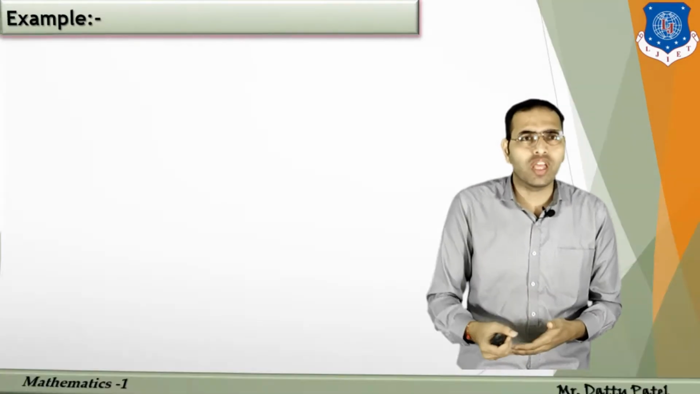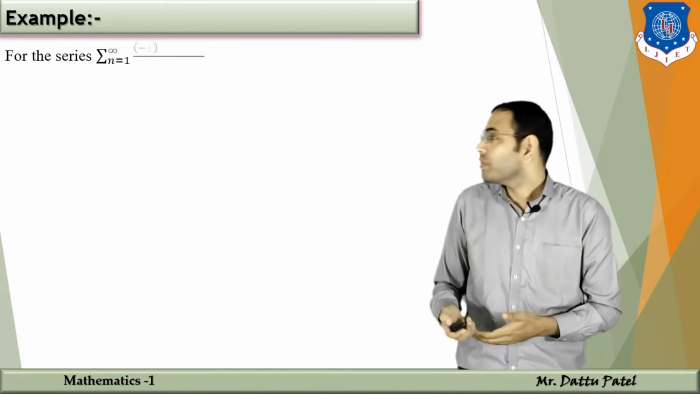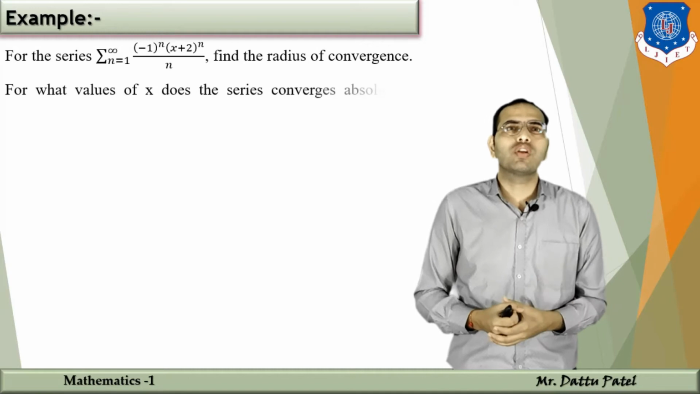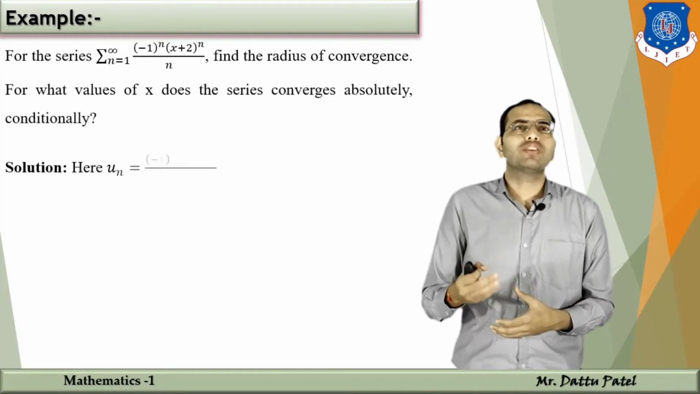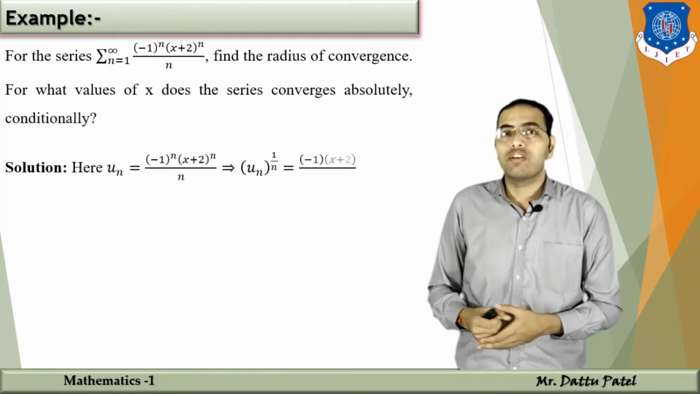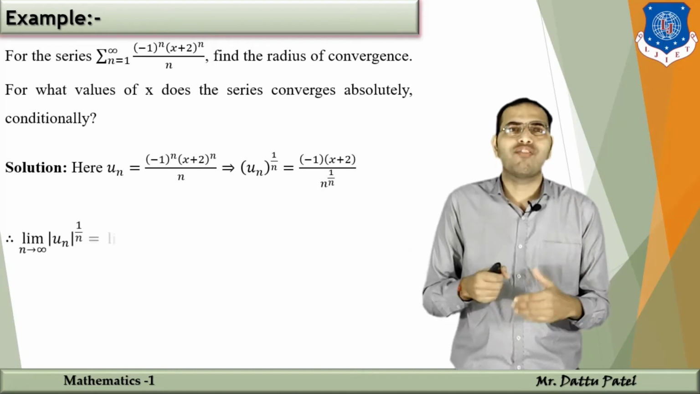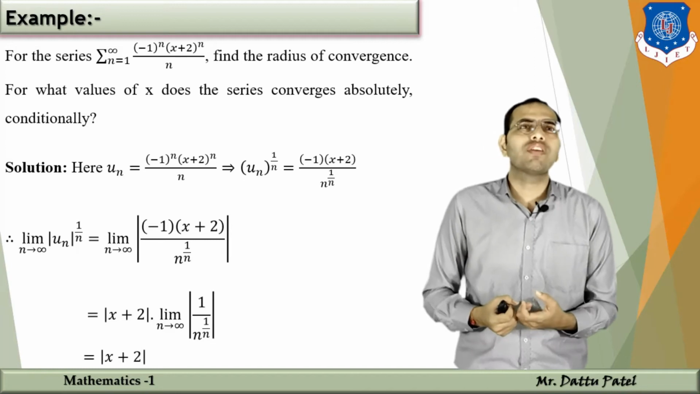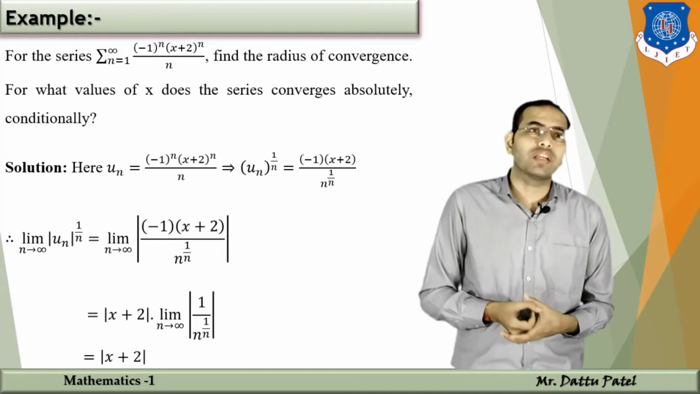Now let's check one more example based on ROC and IOC. Here, summation n equal 1 to infinity of (-1)^n (x plus 2)^n upon n. Find the radius of convergence and for what values of x the series is convergent, that is, absolutely or conditionally convergent.